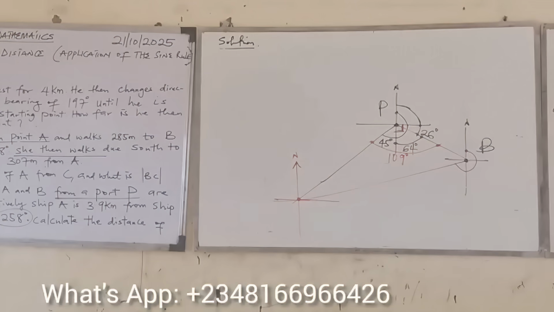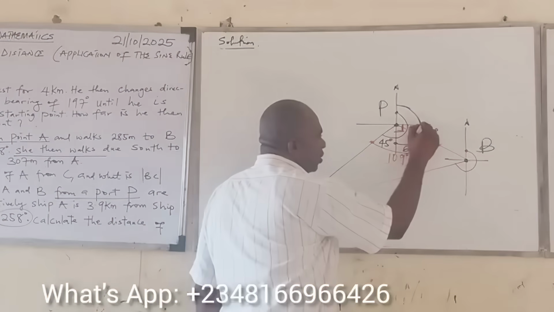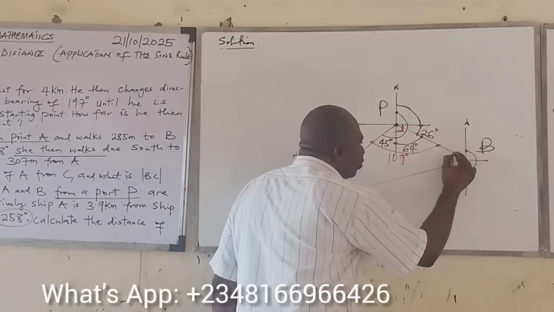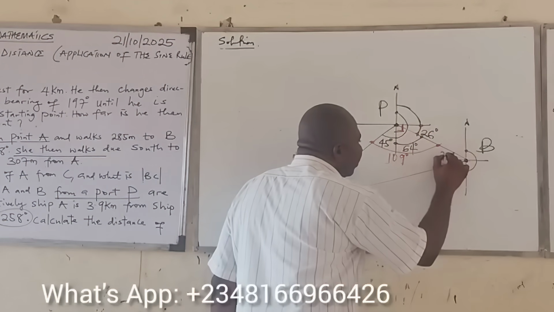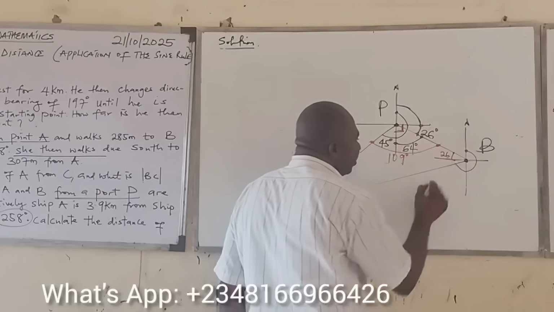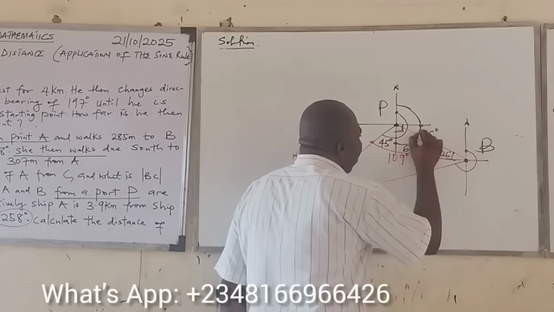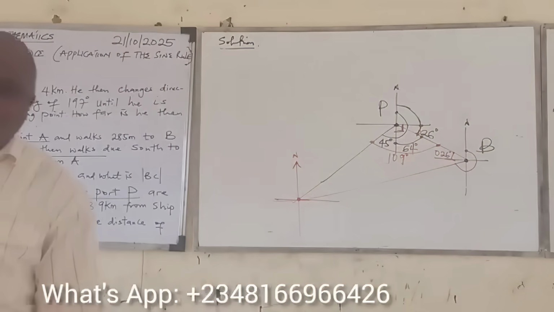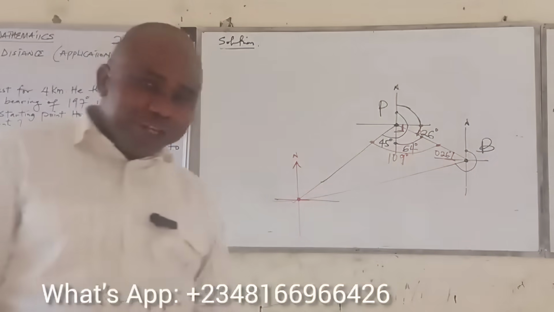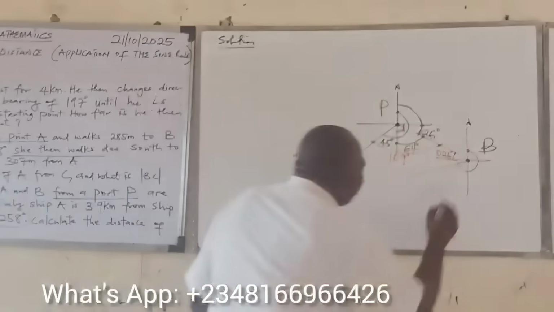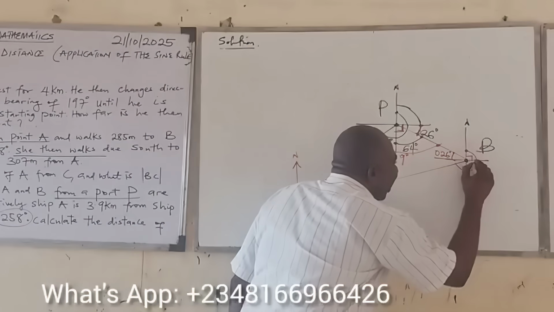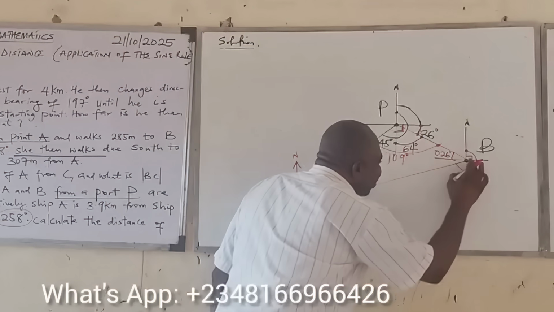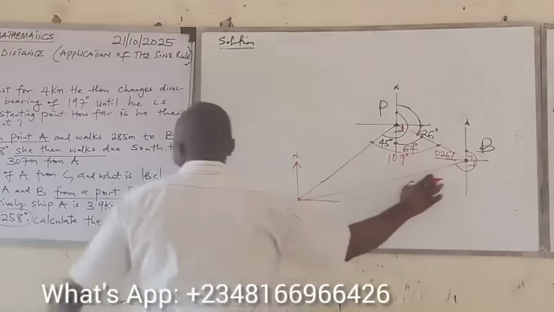Now, if this angle is 26 degrees, then from this point to this point will be 26 degrees as well. The reason is because they are alternate angles, and of course, alternate angles are equal. Now, let's look at this. From here to here is 90 degrees, and here we have another 90 degrees because 90 plus 90 is 180.